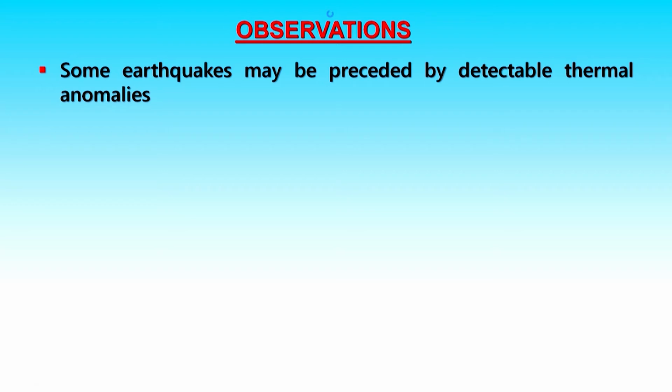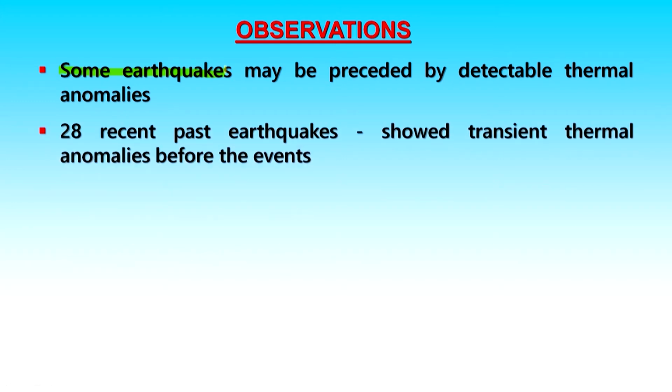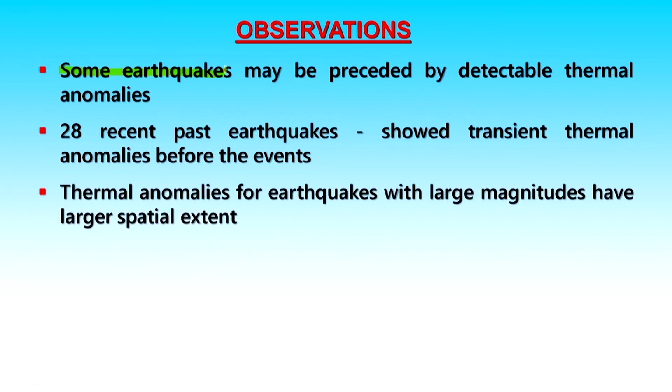To summarize all that we have discussed, with very carefully chosen words: some earthquakes, not all, may be preceded by detectable thermal anomaly. Many examples I have shown to you from different parts of the world. 28 recent past earthquakes showed transient thermal anomalies before the events. Of course, this analysis is all after the earthquake has occurred, so it is a hindsight postmortem analysis. Thermal anomalies for earthquakes with large magnitudes have a larger spatial extent.